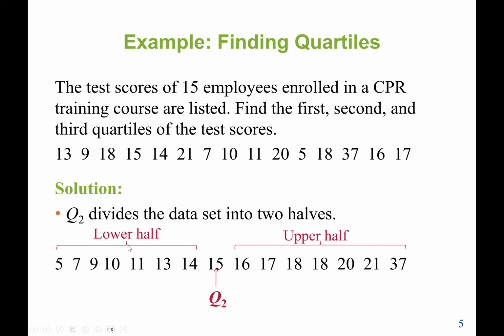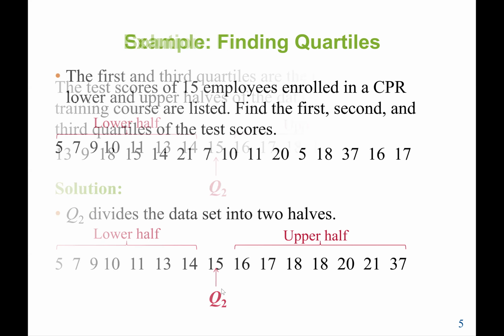So here we divide the data into 2. Again, we have 15 data values. The lower half will be 7, and the upper half also will be 7. So 7 plus 7 is 14, plus the middle, which makes 15. So the middle value, 15, will be our Q2. Now, in order to find Q1, we will go to the lower half, and to find Q3, we go to the upper half. The middle value is our Q2, same as the median.